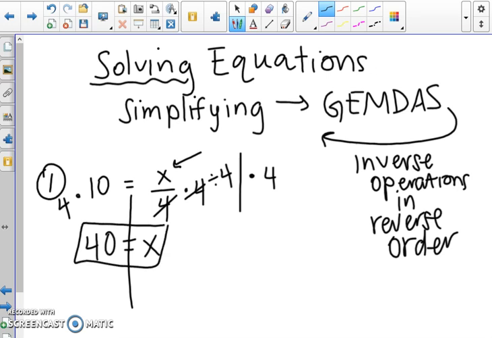And whenever you get an answer, double check your work. It doesn't take that much more time. 10 equals, instead of x over 4, let's plug in 40. Does that simplify? 40 divided by 4 equals 10? Yes.